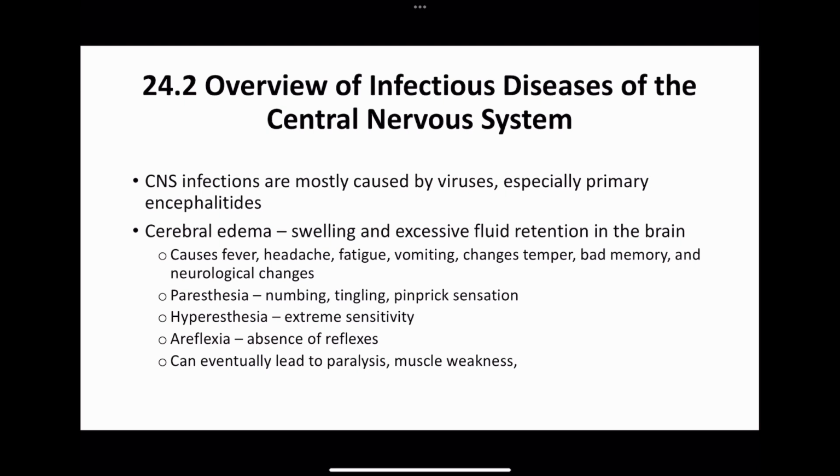These neurological changes can include paresthesia, which is numbness, tingling, or a pinprick sensation, hyperesthesia, an extreme sensitivity, and areflexia, which is the absence of reflexes. Changes in mental status, memory, and temper are common, as well as confusion, disorientation, and irritability.